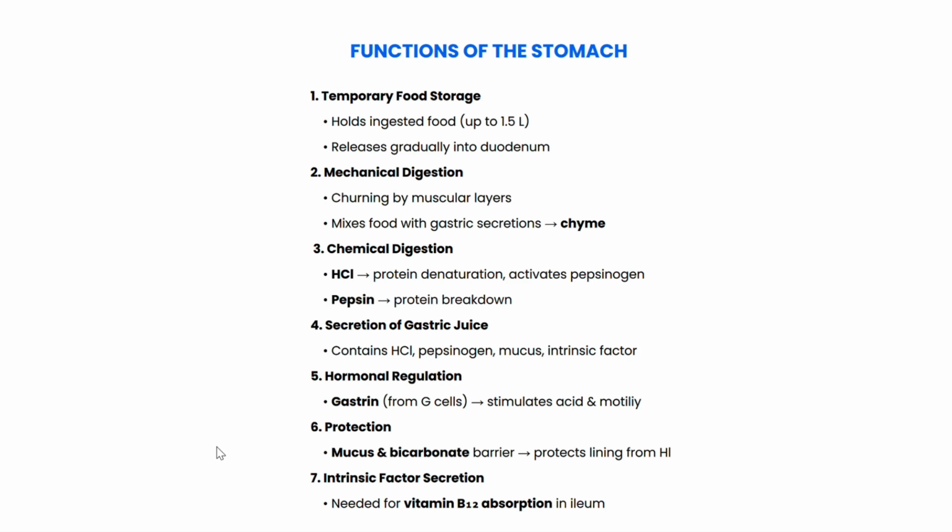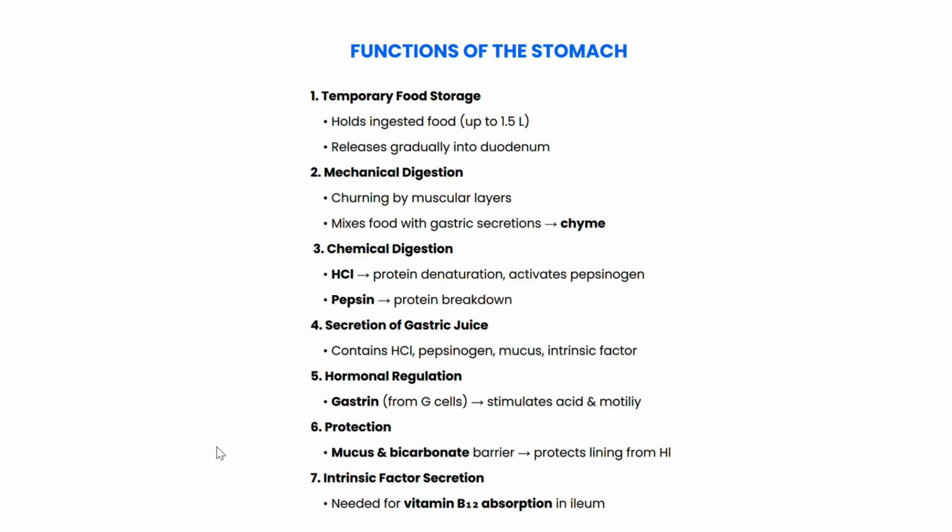Next is mechanical digestion. The muscular walls of the stomach churn and knead the food, mixing it thoroughly with gastric secretions. The mechanical mixing turns the food into a semi-liquid called chyme, which is easier to digest and absorb. Then comes chemical digestion. Here the stomach releases hydrochloric acid, which not only helps denature the proteins but also activates pepsinogen into pepsin, the enzyme that begins breaking down those proteins into smaller peptides.